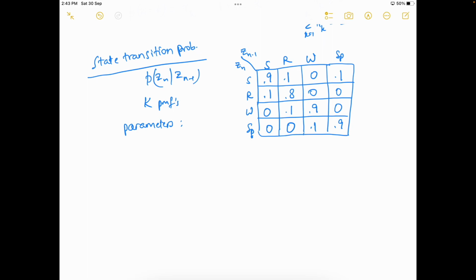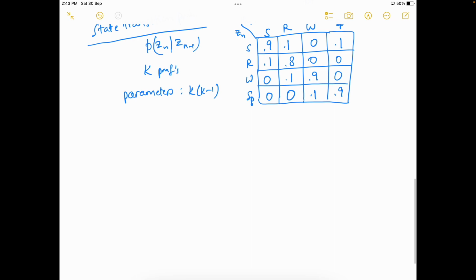K minus 1 square? K square minus K. So K into K minus 1. Every PMF has K minus 1 parameters and there are K PMFs, so K times K minus 1. Right? Some people are not participating. Following? Okay, I'm sorry, maybe you are participating. I'm not looking at you.